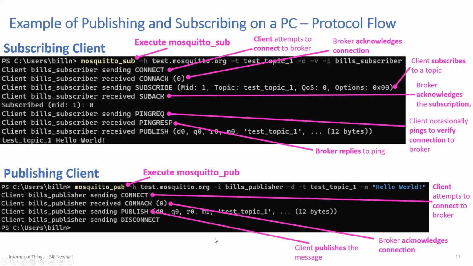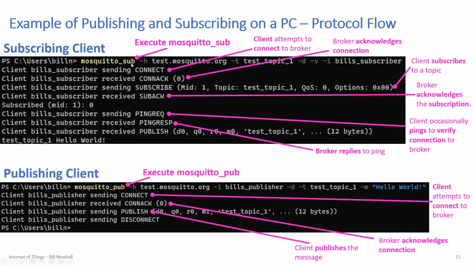And then the client actually publishes the message. So I, on my PC, that command window, publishes using these options here. And here's the test topic, and those 12 bytes, hello world exclamation point, are sent. And then I'm done publishing here. So the client disconnects and the command line prompt comes back.